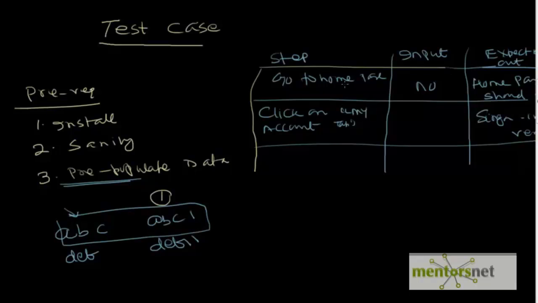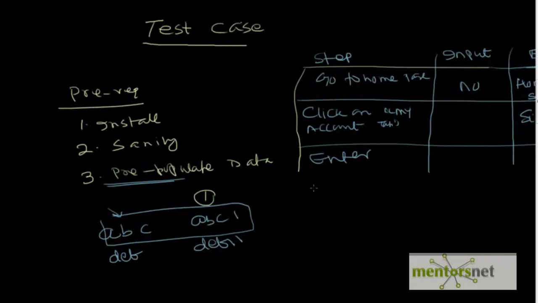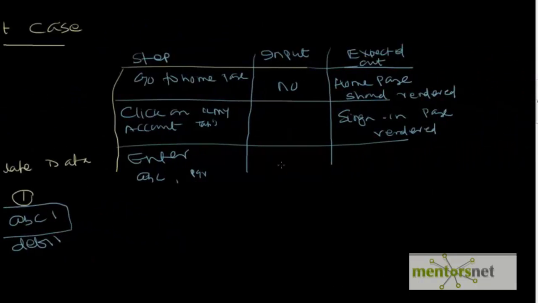In the test case that we're going to do, we're going to give in the step to enter some random data. What is random data? Let's say I want to enter ABC and the password is PQR. So ABC and PQR is an invalid user ID and password. If I enter that as input here, the expected output is that it should give me an error. It should not allow me to log in.